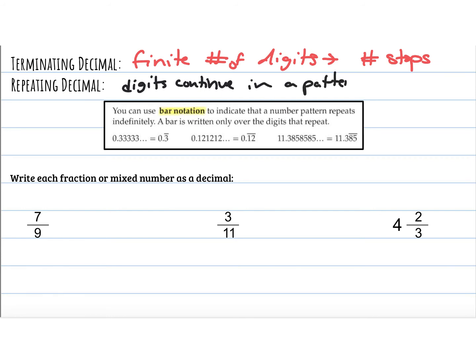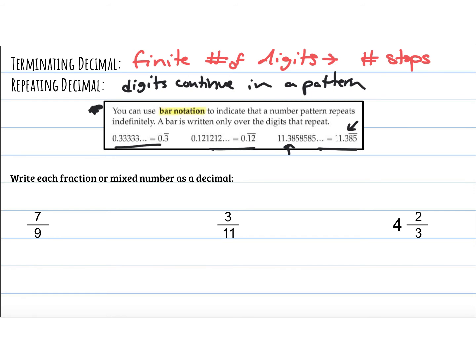And what we do if the digits continue in a certain pattern, and we learned about this before, is we're going to use that bar notation. And that just shows that something repeats indefinitely. So here are some common uses of the bar notation. Notice in this last one, the 3 does not repeat, so the bar notation is not over the 3. It's only over the digits that do repeat.